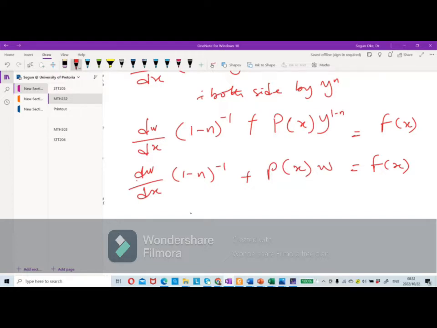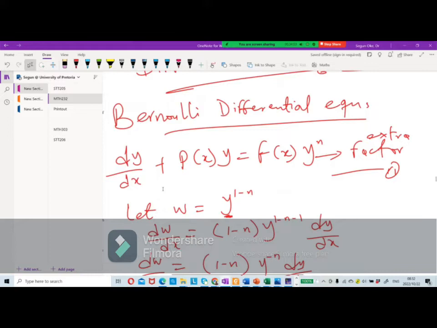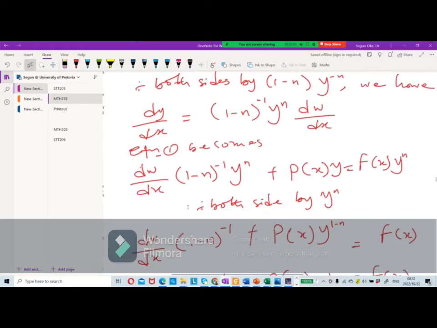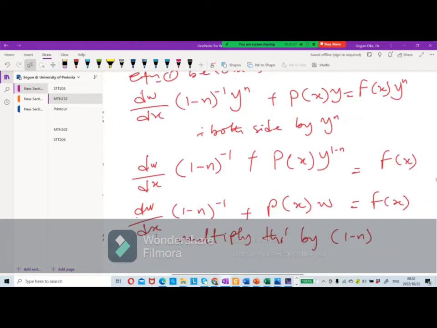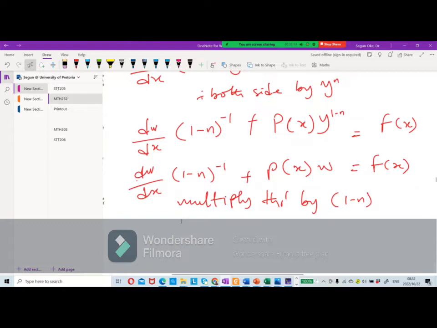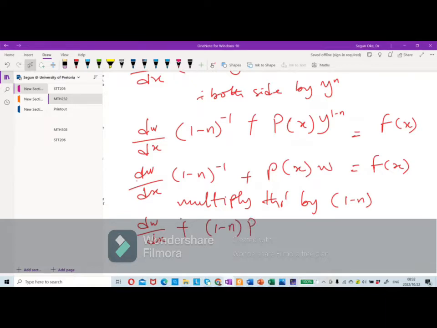Multiply through by 1 minus n. Now let me show you something. Remember, this is the Bernoulli equation. It simply means that we must have something in this nature. And as it stands now, dw/dx is carrying this factor, so we need to eliminate it so that dw/dx can stand alone, like the dy/dx earlier. So multiply through by this, you have dw/dx, this one has cancelled this, plus 1 minus n P of x W equals 1 minus n F of x.